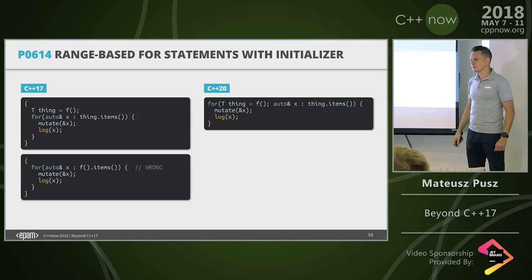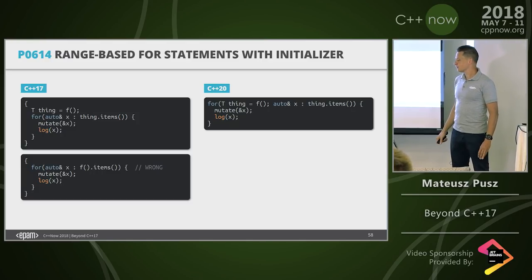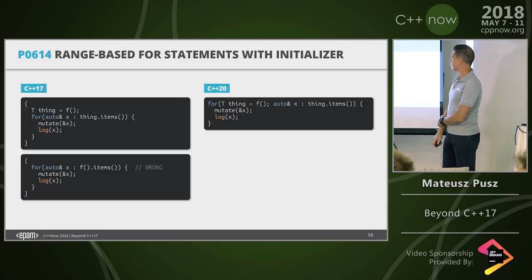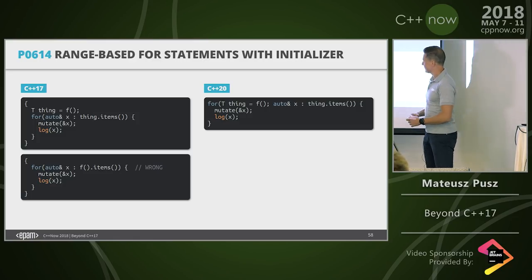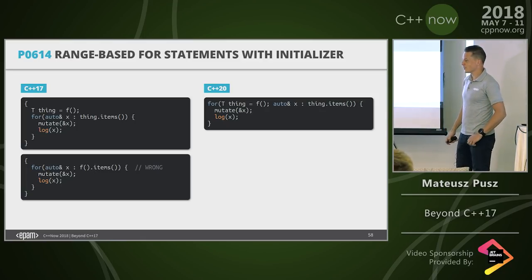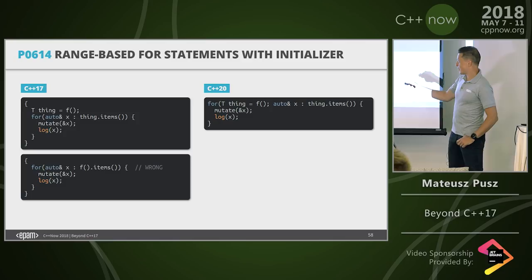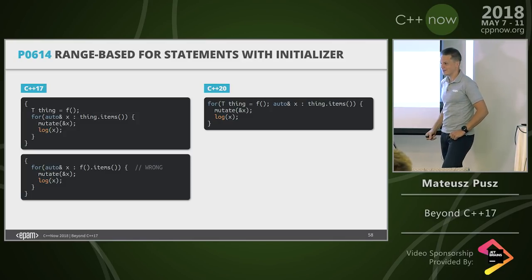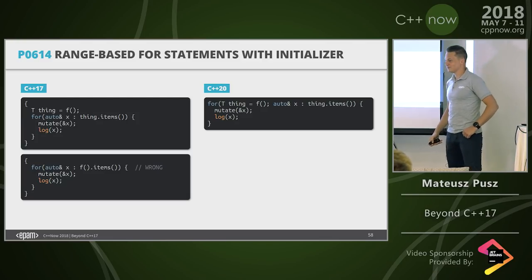Yes, Jason? If the result of f is a value, which is the case where this is necessary, then there's no copy going to be made anyhow in 17 or 14. It's just going to be constructed in place. RVO, yeah. And all will do what you want it to do. It depends how f returns this, of course, because it can be an RVO and there may be a copy in some cases. Yes, but that would happen regardless.